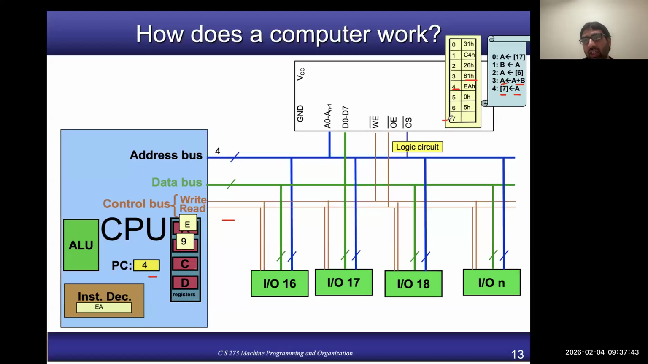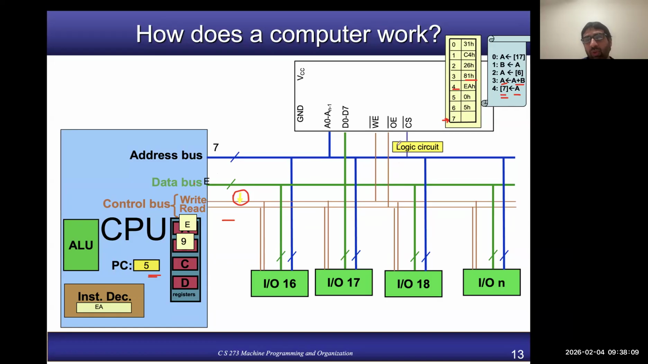Where is memory address 7? This one, right? So what it will do is write to the memory. First it increments the PC and then puts the address, which is 7, on the address bus, and the data, which is the value of A. So it is E. E is placed on the data bus, and this time the write signal is enabled, right? Because now we are writing to the memory.